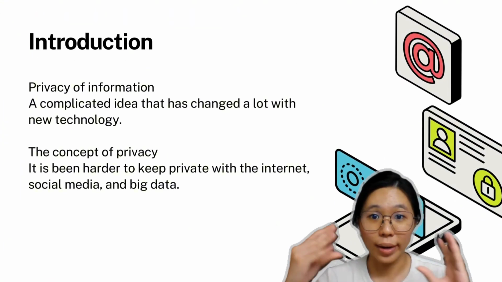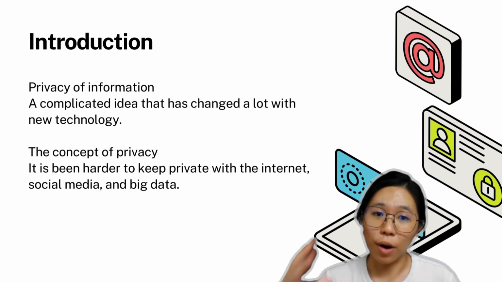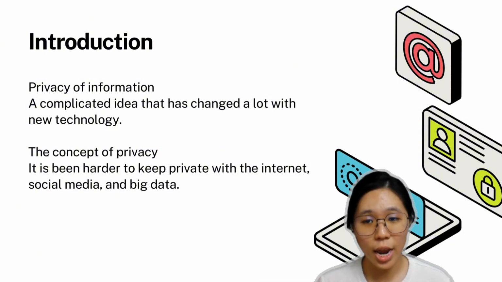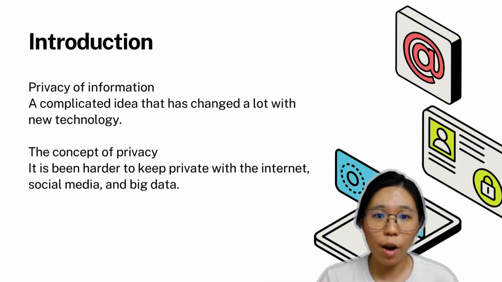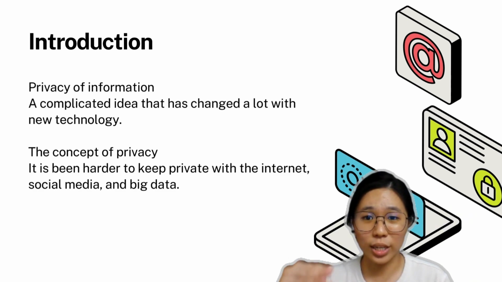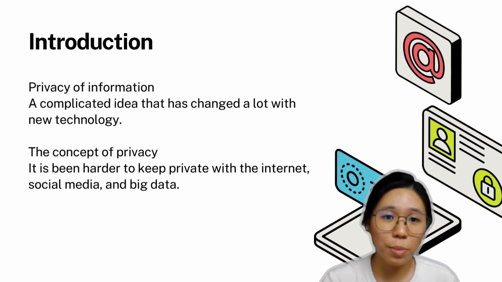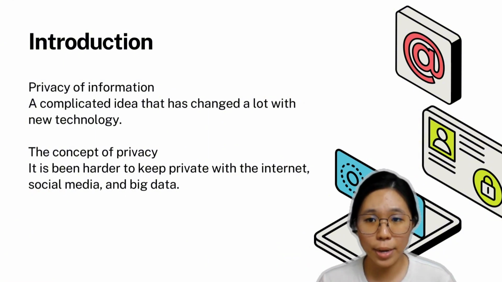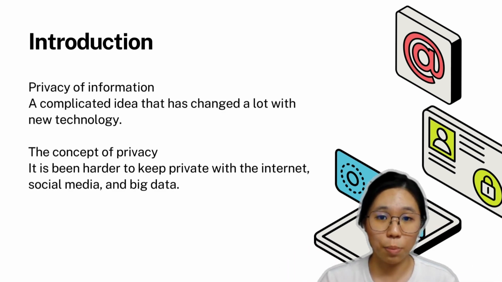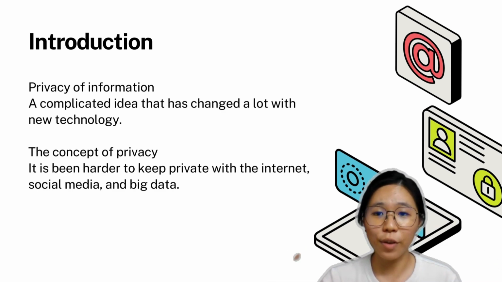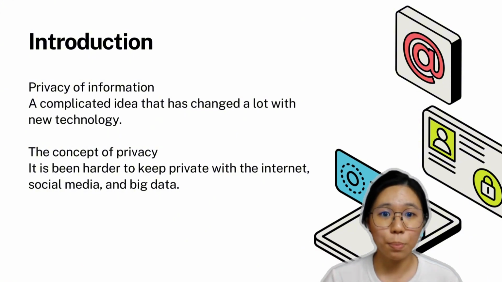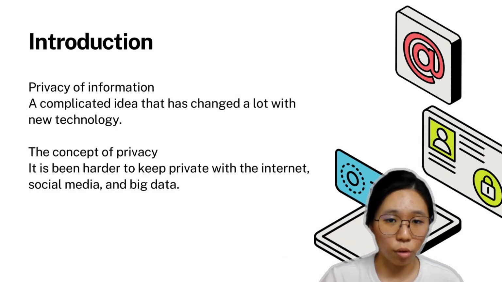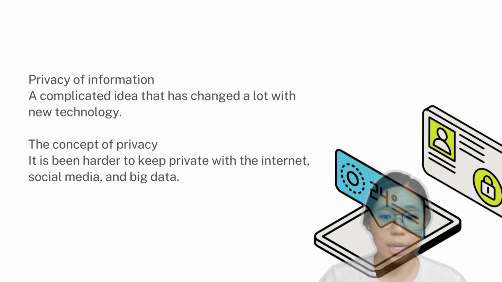Okay, before we go to our case study, I will roughly explain about privacy. Privacy of information is a complicated idea that has changed a lot with new technology. The concept of privacy has been around for a while, but it has been harder and harder to keep private with the internet, social media, and big data. Many companies only do something about privacy problems after they happen instead of stopping them from happening in the first place. Also, different fields have different ideas about what privacy means. Experts recommend that future studies should consider different viewpoints and share practical solutions for better protecting people's privacy.